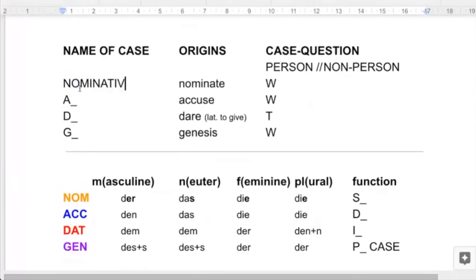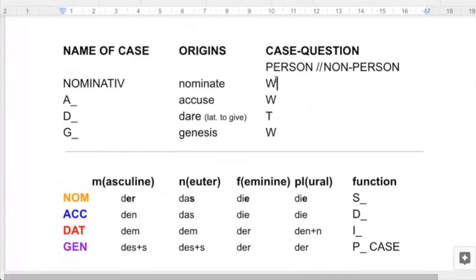And I looked into the origins of these. I'm a big fan of etymology, means the origin of words. And nominative comes from to nominate. And you know that word from to nominate a president or nominate someone for the Oscars. So the nominative is the nominator of the sentence, is the boss, let's say, who is doing the action that is performed in that sentence.